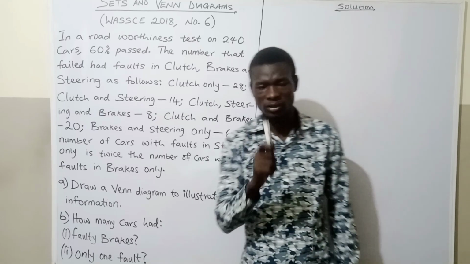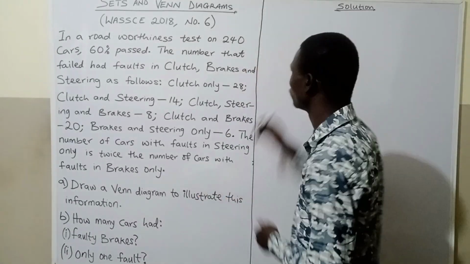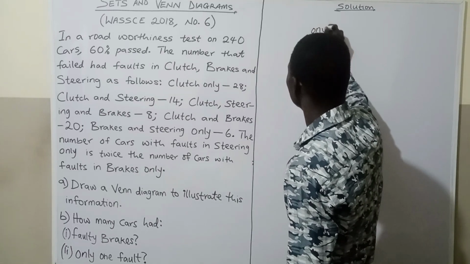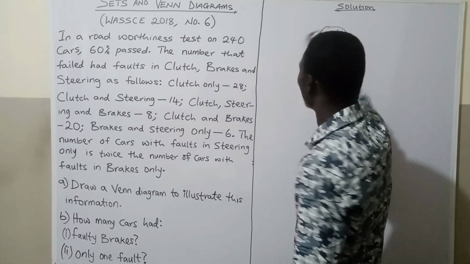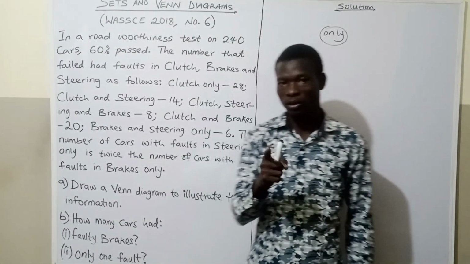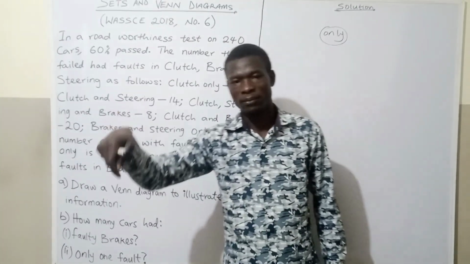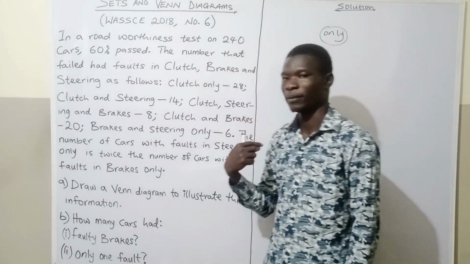And I used to say something to you anytime you want to work on sets and Venn diagrams: you should watch out for this word, only. That word is very, very important. When you see this word only, you should take note of it, because you'll be needing it whenever you want to set up your Venn diagram.